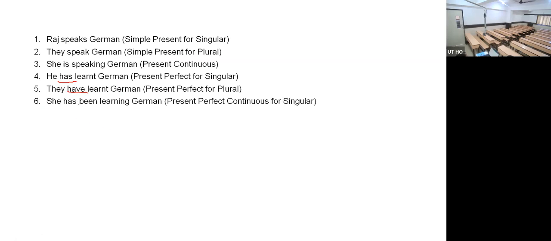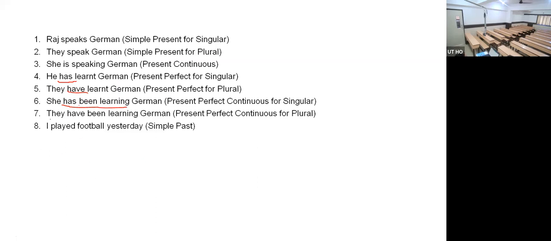She has been learning. What is that? Present perfect continuous for singular. So if one part of the sentence is something like has been learning, the other part will not be learns or learned, right? They have been learning, that is for plural. I played football yesterday. So just played. That is a simple past, right?